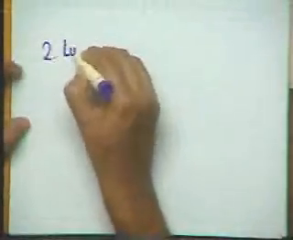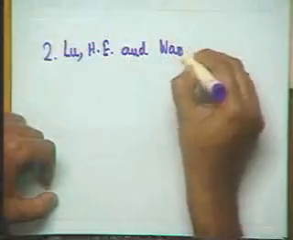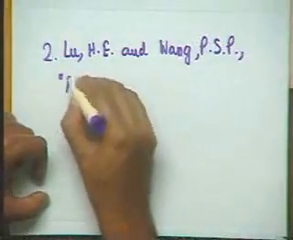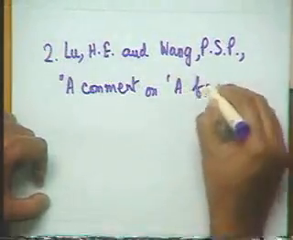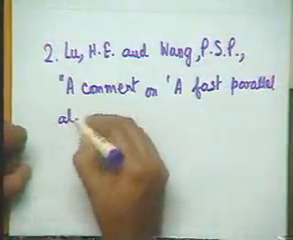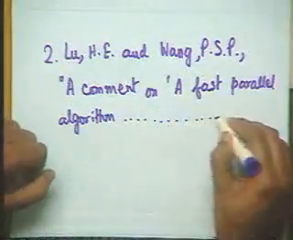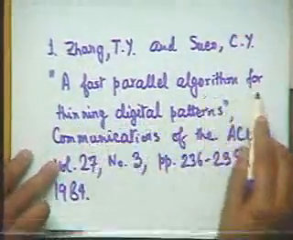Also you can refer. This is by Liu H.E. and Wang P.S.P. The title of the paper is a comment on the above paper actually, a comment on a fast parallel algorithm for thinning digital patterns. I am not writing it in full. For thinning digital patterns, that means to say it's the same paper. A comment on this particular paper, fast parallel algorithm for thinning digital patterns.